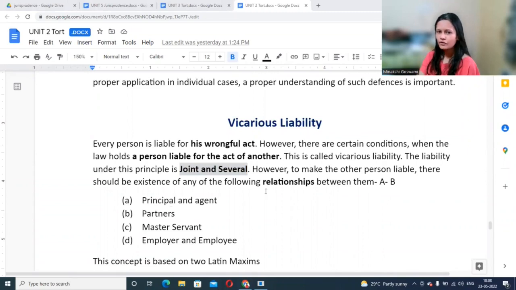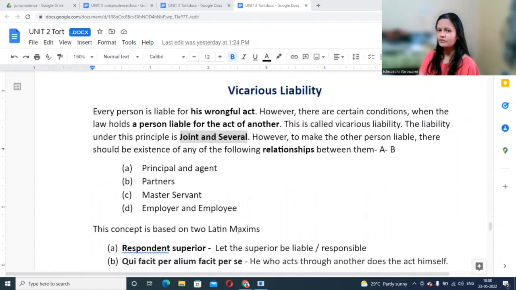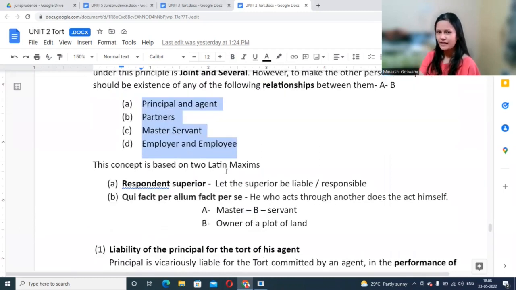Okay, so we have 2 concepts, like why are we even making someone else liable for somebody else's wrong? What is the reason behind that, right? For that, we have 2 maxims or 2 concepts which explain us this entire thing. Why are we making someone else liable? Plus whom to make liable. Okay, in these relations, there are 2 persons, right? At least 2 persons are there. So whom we should be making liable? For that, we have 2 Latin maxims.